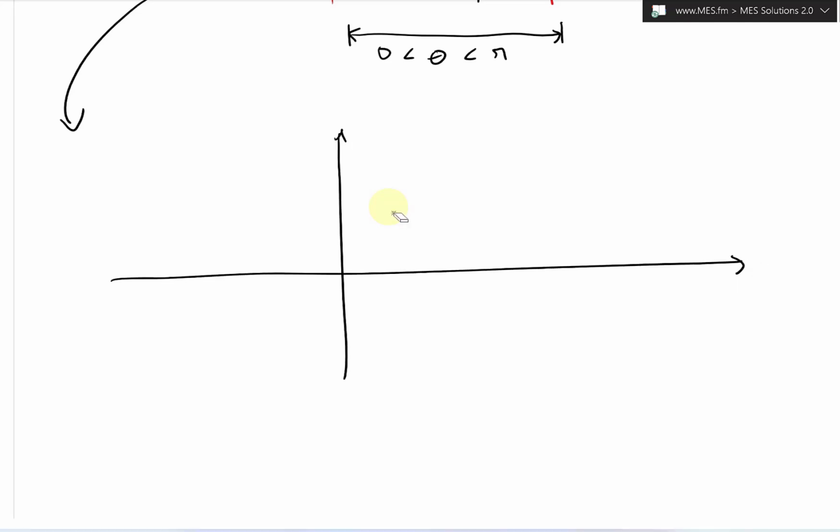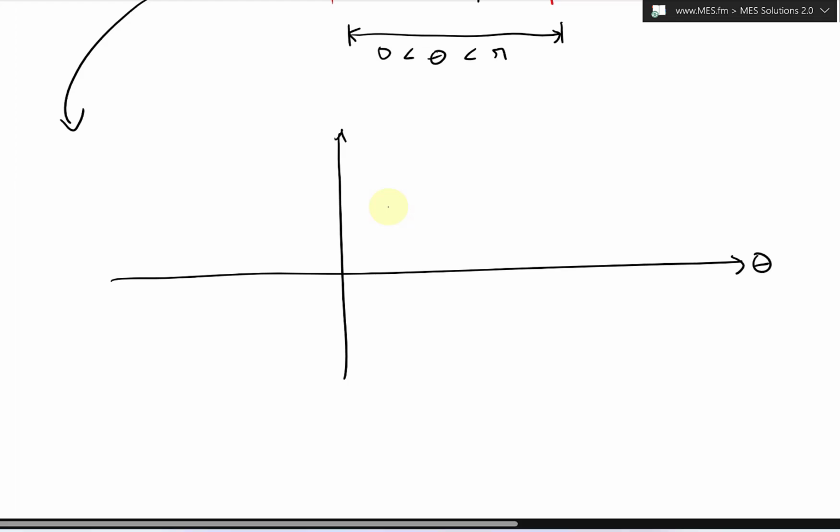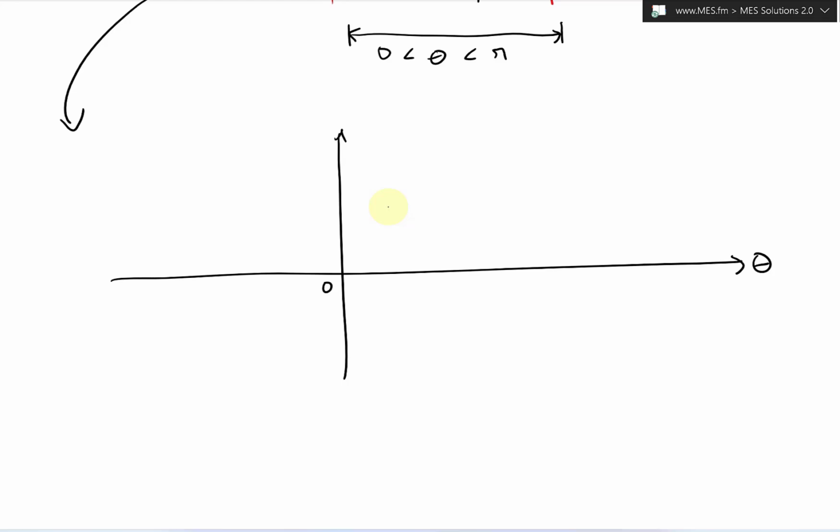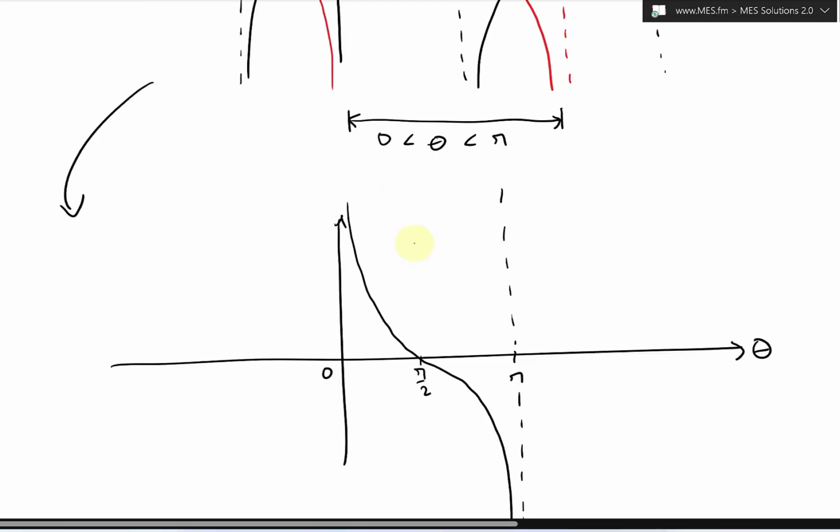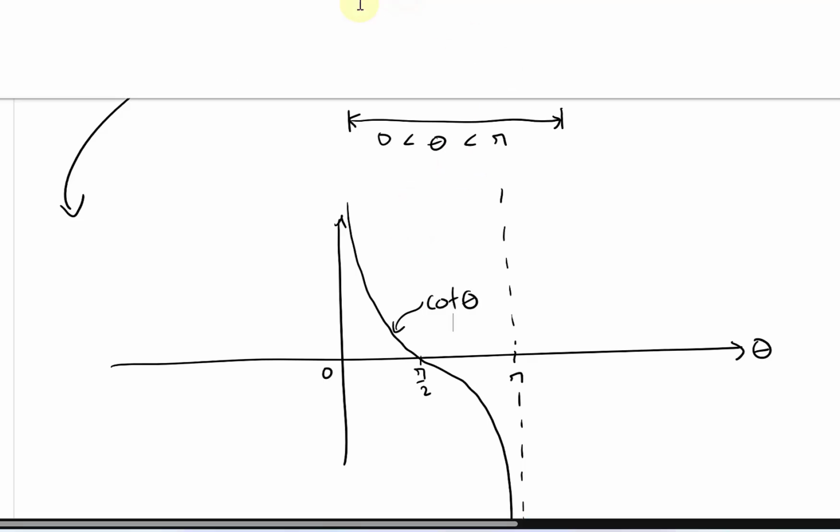And now we're going to draw that same curve. So this is at 0, and this is at pi. I'll say pi is here. And then dot, dot, dot. And it goes like this. This is at pi over 2. And it goes to infinity. And it goes down. And this right here is our cotangent theta, like that.